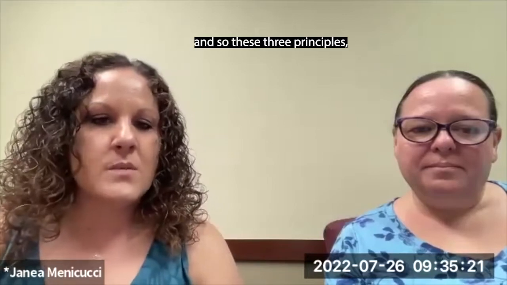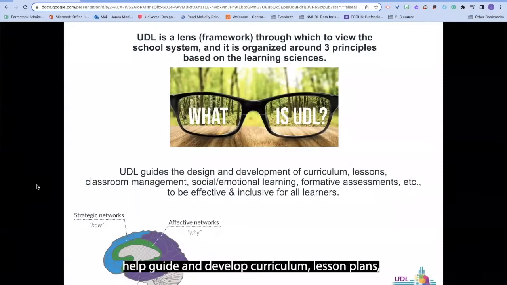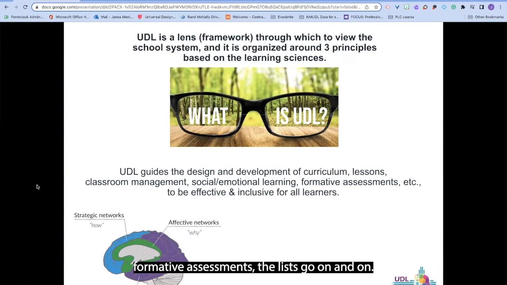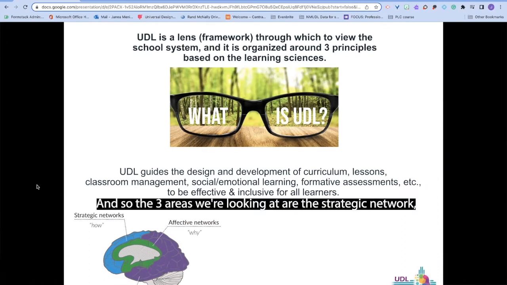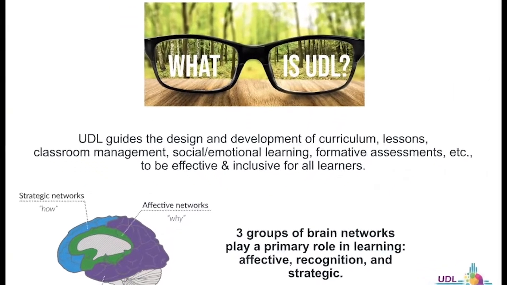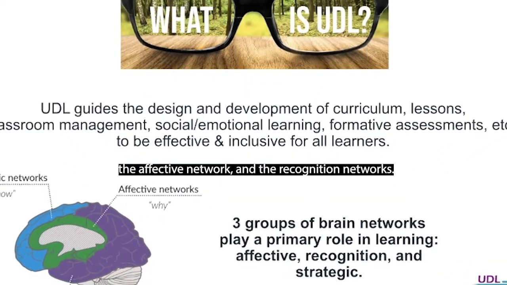These three principles help guide and develop curriculum, lesson plans, and help with classroom management, social emotional learning, formative assessments, the list goes on and on. The three areas that we're looking at are the strategic network, the affective network, and the recognition networks. So we're looking at the how, the why, and the what.